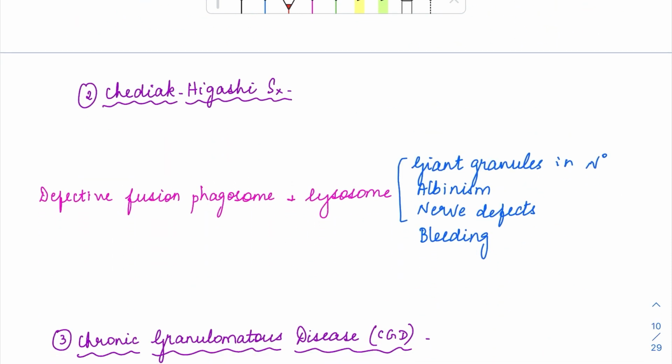Thirdly, we have Chediak-Higashi syndrome. In this syndrome, there is a defect in the LYST gene. So it is an autosomal recessive condition in which the LYST gene is defective. LYST gene is responsible for controlling the lysosomal trafficking inside the cell. So lysosomal trafficking is going to be defective. So the fusion between the phagosome and lysosome, the movement of the lysosome towards the phagosome, is going to be defective. So defective fusion will result in defective phagocytosis, right?